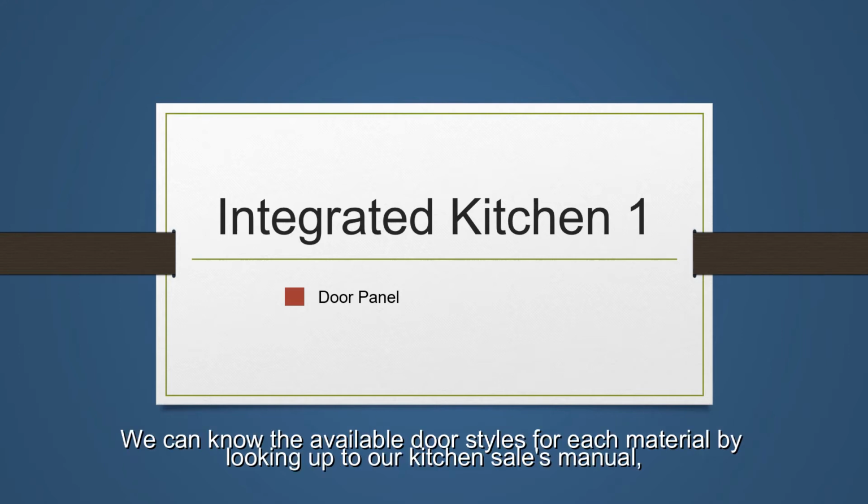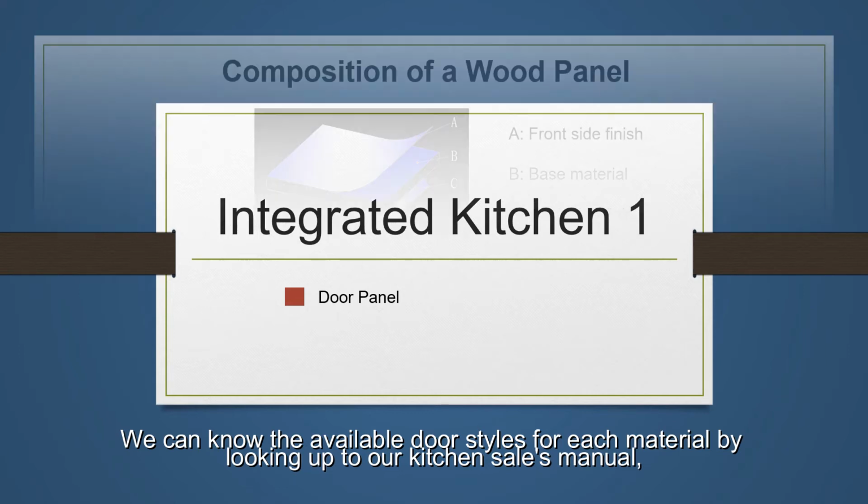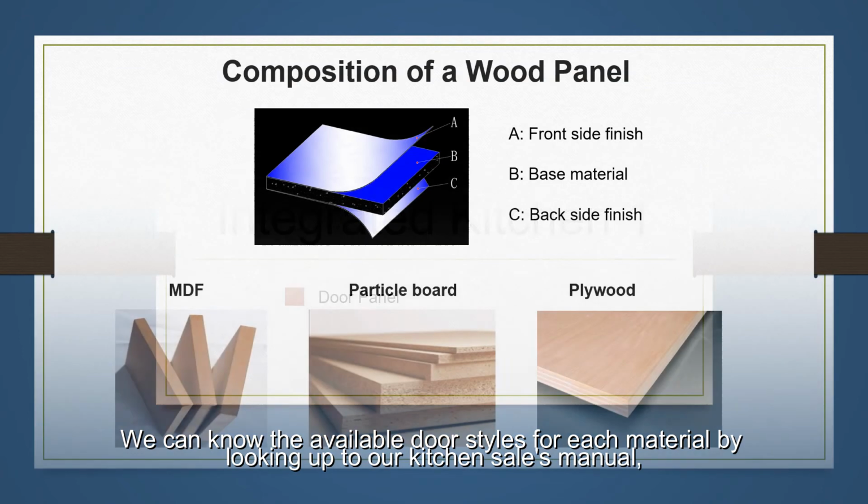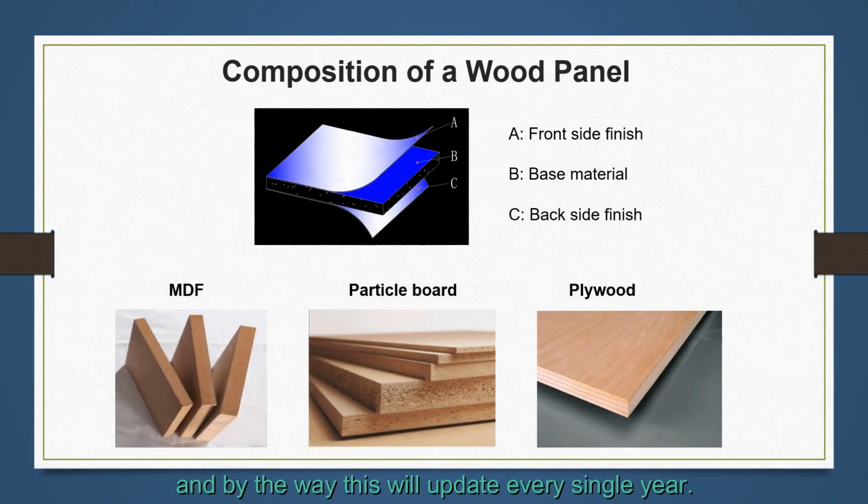Every year there will be a lot of new or eliminated door styles and materials. But you don't need to worry about this too much. Later in our upcoming 3D Home software, all the available materials and door styles will be covered. As long as you can find it there, it's good for production and good for placing orders.